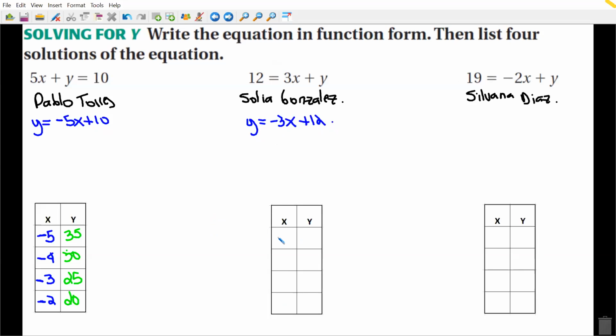Negative 3, negative 2, negative 1, and 0. I like that. Okay. So, y equals -3 times -3. The answer is? Let me replace it. Y equals -3 times -3. So -3 times -3 is?